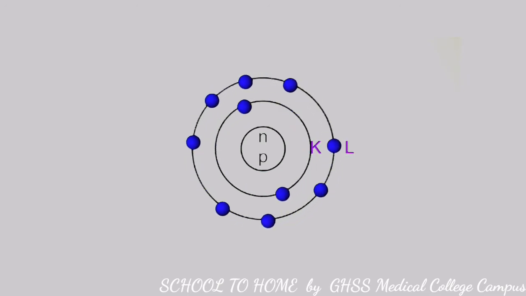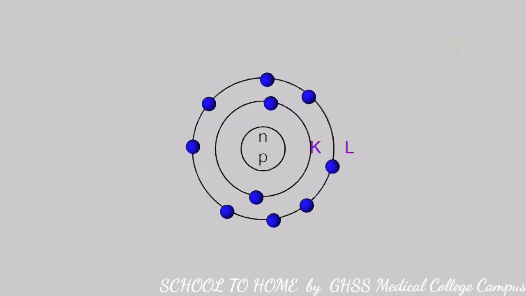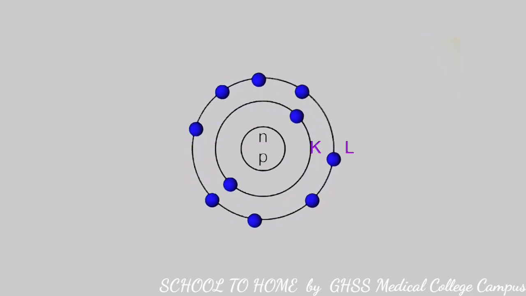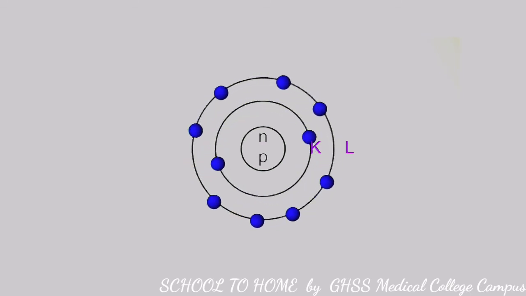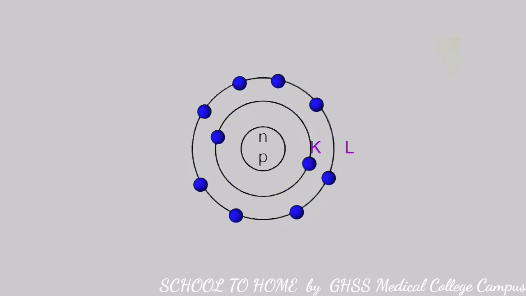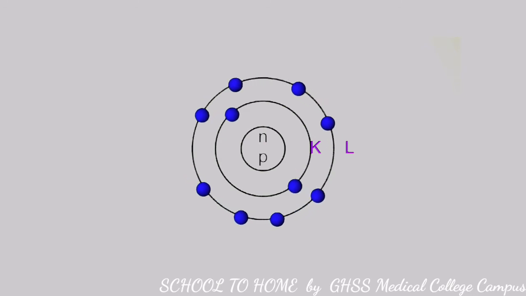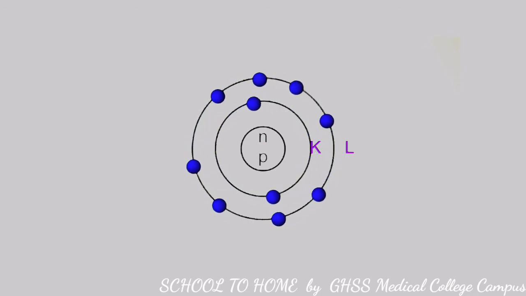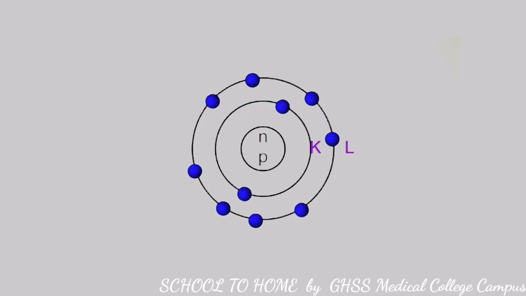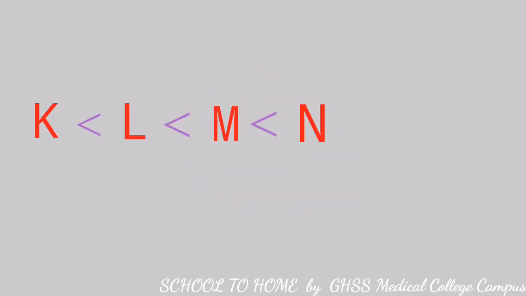Here you can see the electrons are revolving around the nucleus in shells, and these shells can be numbered as 1, 2, 3, etc. or K, L, M, N, etc. And as the distance from the nucleus increases, the energy of the shells also increases. That means L shell possesses more energy as compared to K shell. Likewise, M shell also possesses more energy as compared to L and K shells. If we arrange these shells in the order of increasing order of their energy, it will look like this.